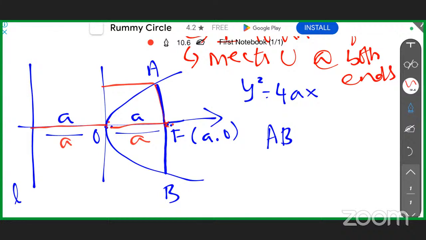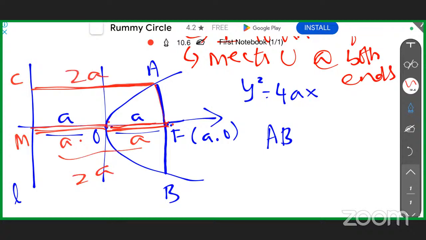See, from here to here I am telling my distance OF is equal to A. From here, let us say I'll take this point as some M, this point as some C. So what is this total distance? 2A, correct? So this distance will become how much? AC. 2A, sir. So from here to here, it will become 2A.